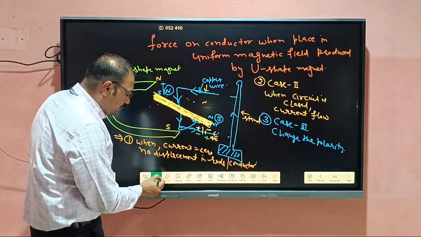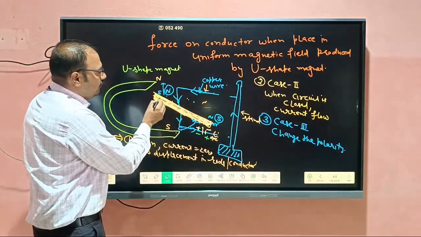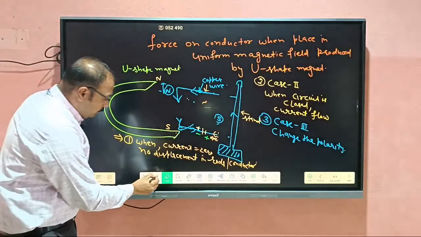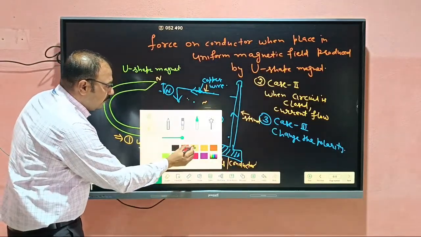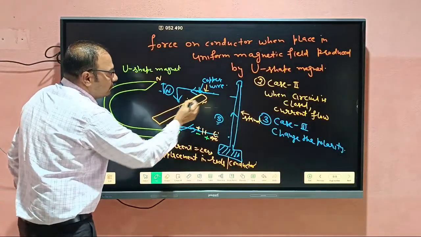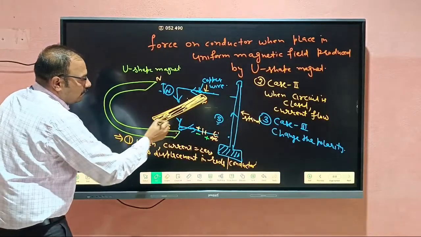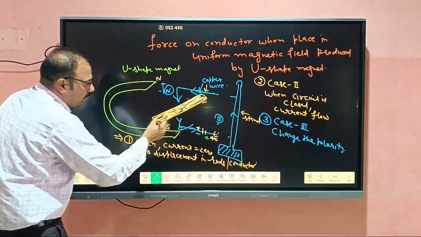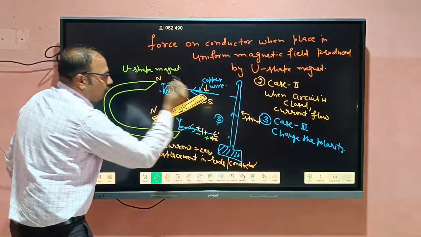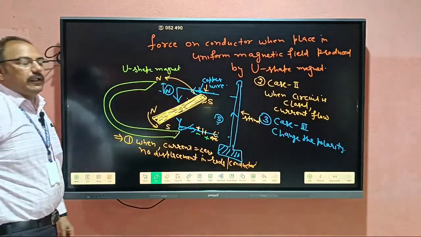So what is the new position? So the new position of the rod is this. This is the north pole and this is the south pole. So north is attracted by the south and this south is attracted by the north.